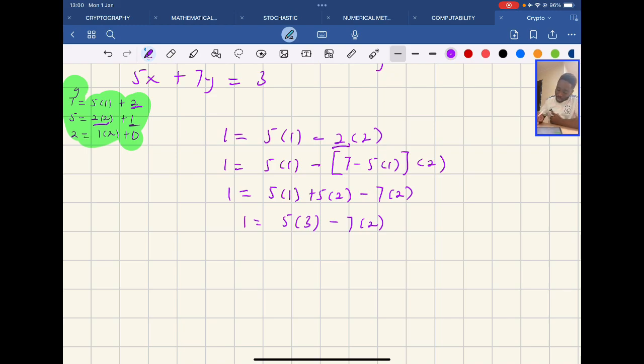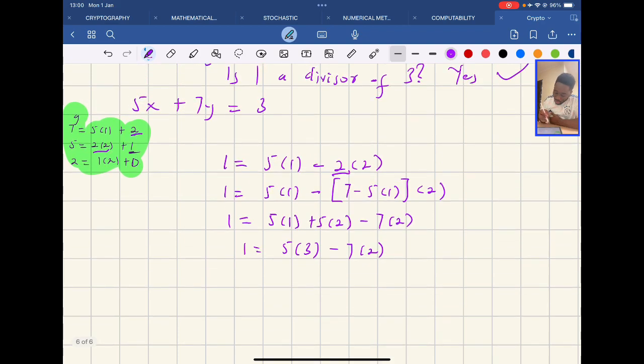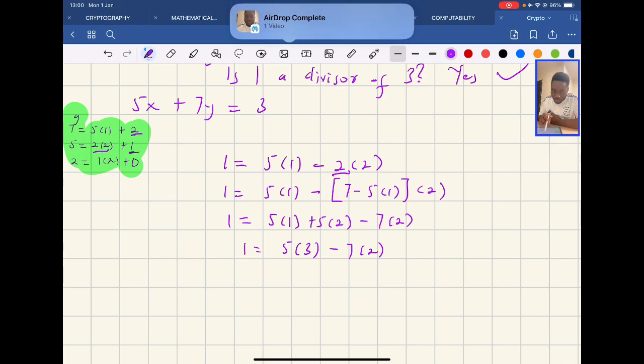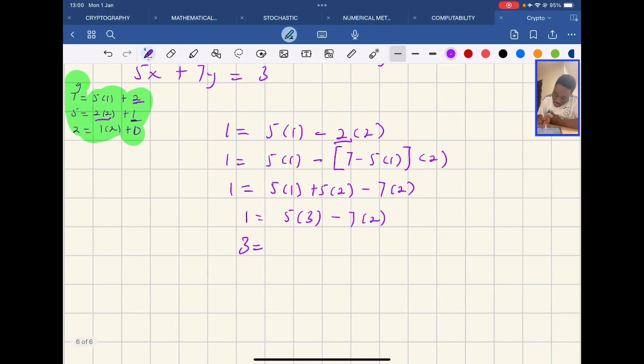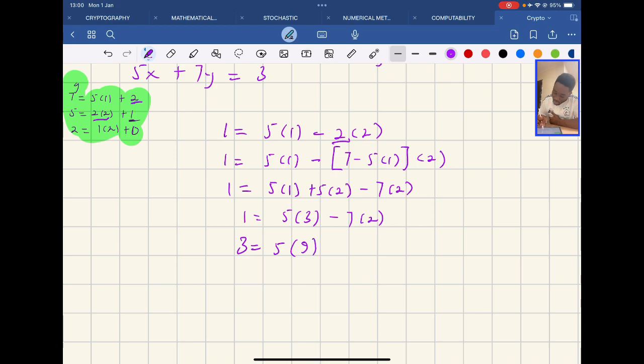So in this case, the question that was given to us is 5x plus 7y is equal to 3. But we notice that over here we have the same thing, but over here is 1. And because this is 1 and 1 is a divisor of 3, we can just multiply the equation through by 3. If we multiply it through by 3, we are going to get 3 is equal to, note, we are not going to use the 3 to multiply what is in front. We are just going to multiply it with what is in the bracket. So we are going to get 5, 9, minus 7, 6.